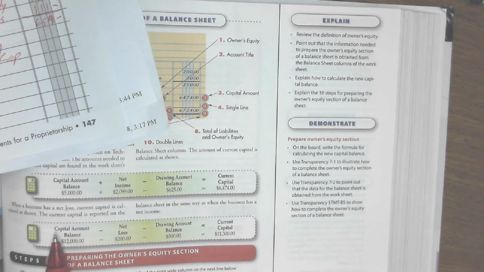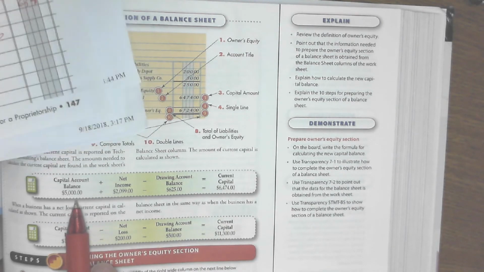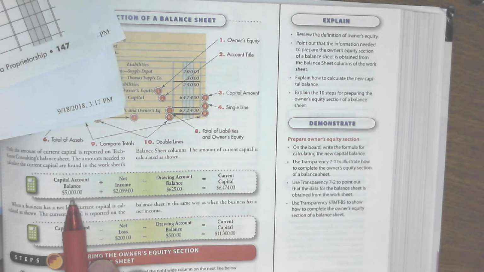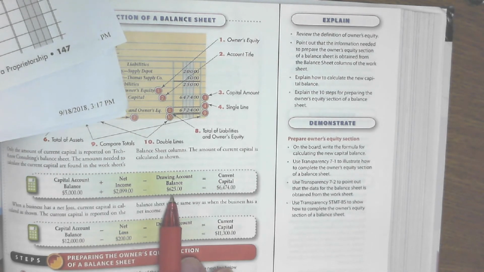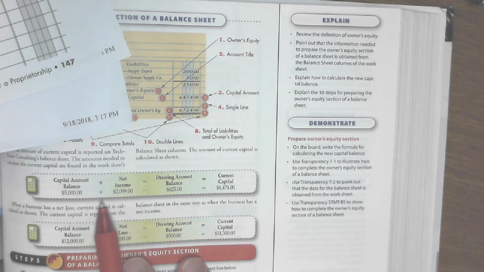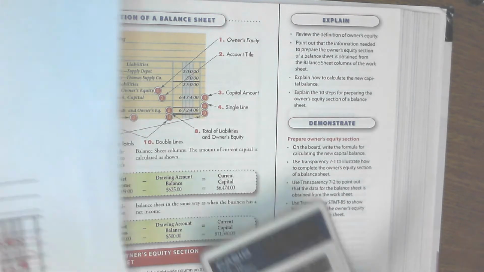Yeah, we're going to do capital account balance plus net income minus the drawing account. So we have our capital account.